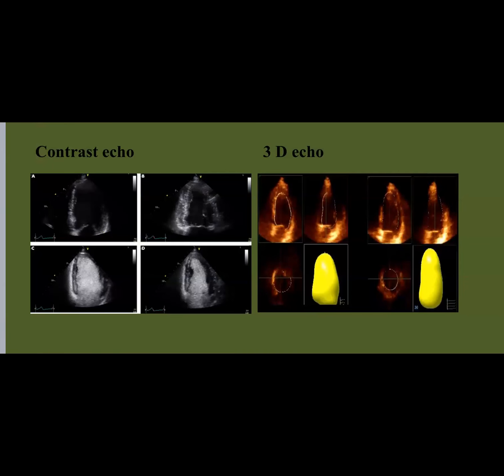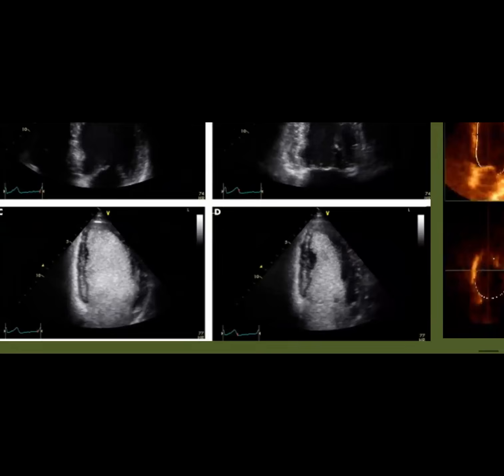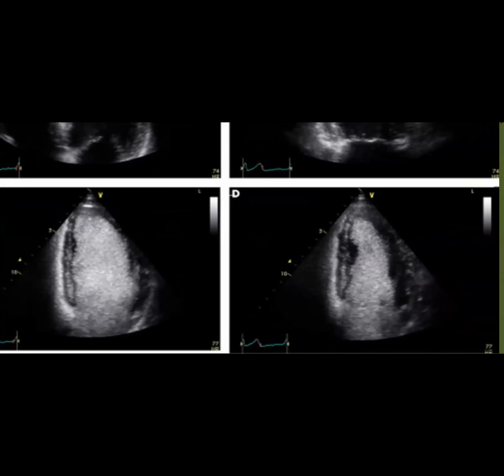Now, the contrast echo you see on the left, now you see the images on top, how faint the endocardial border is, upon which you cannot do any endocardial tracing. And you see how it becomes good here in the bottom picture. So you see the endocardial border so nice, and you can trace it so well. So this is the utility of contrast.